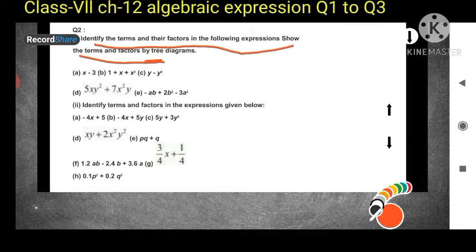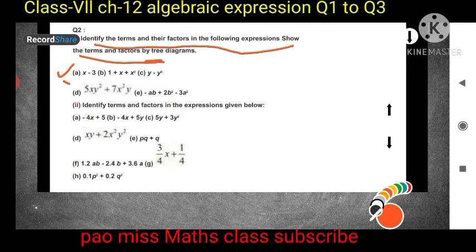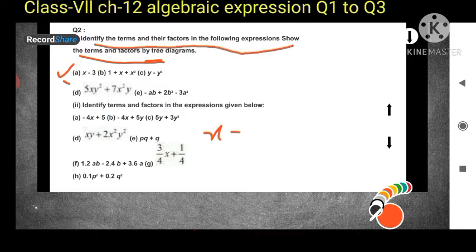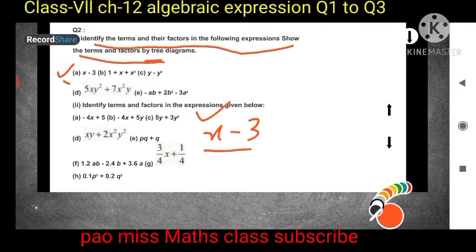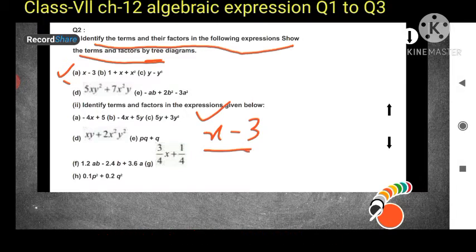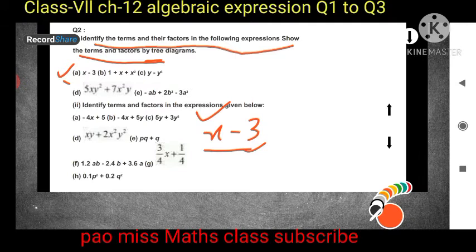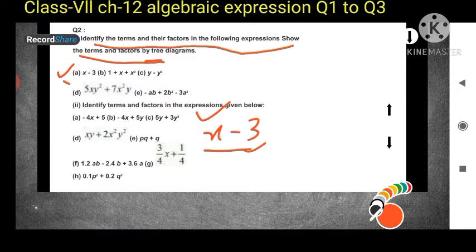We have to identify the terms. Now here in the first one, the question given is x minus 3. How many terms are there? There are 2 terms. x itself is 1 term and the other term is minus 3. Now what we have to do is draw the factor tree.